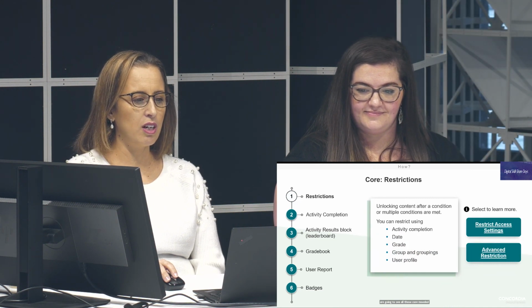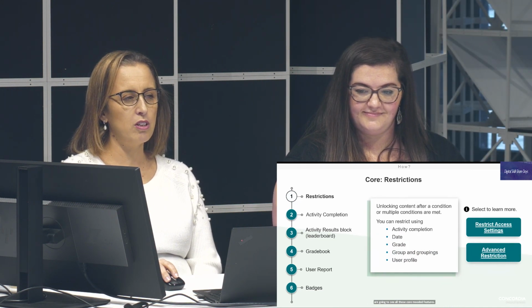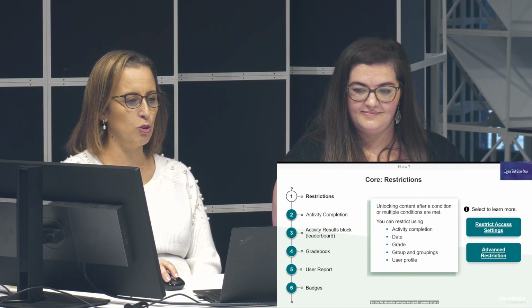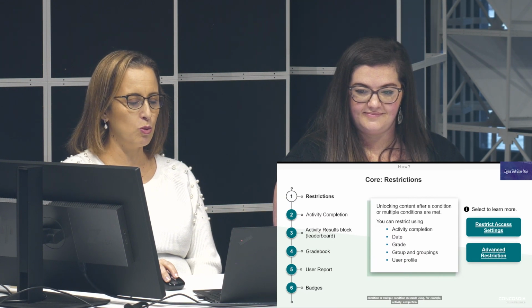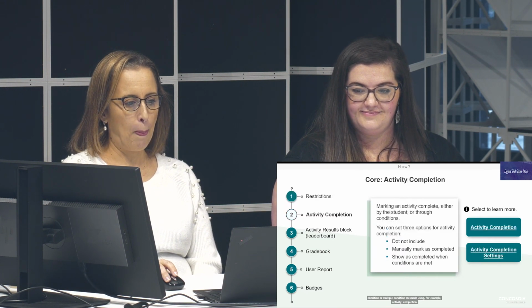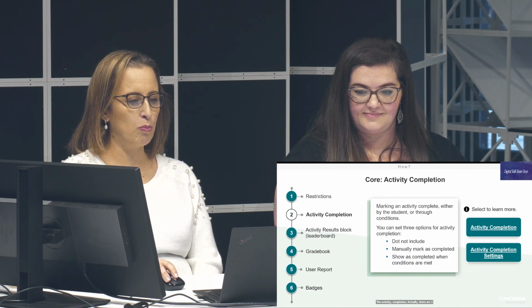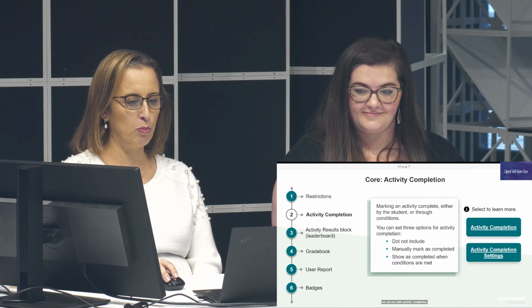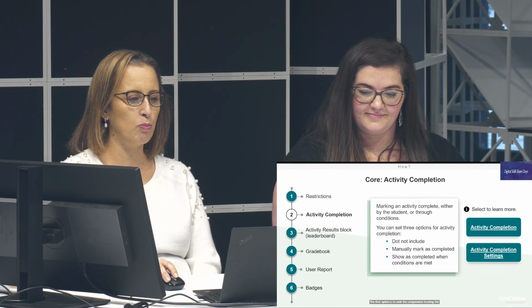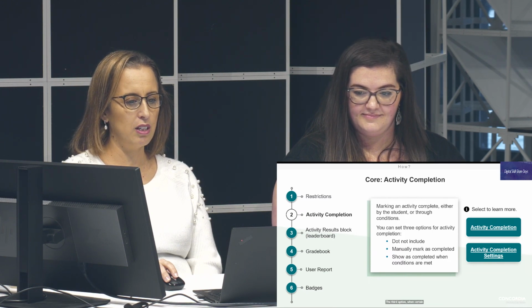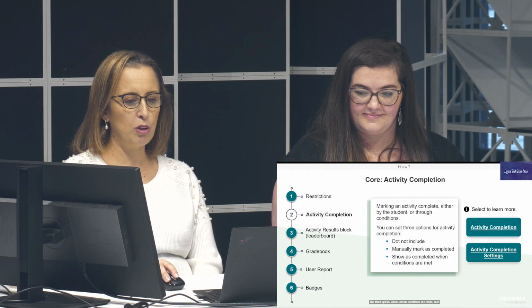The restrictions are used to unlock content after a condition or multiple conditions are met using, for example, activity completion, dates, groups, groupings, as well as user profile. For activity completion, there are three options we can use. The first option is to omit the completion tracking. The second option is when the student marks the activity as completed manually. The third option is when certain conditions are met, such as gaining a certain grade or posting a reply on a forum.